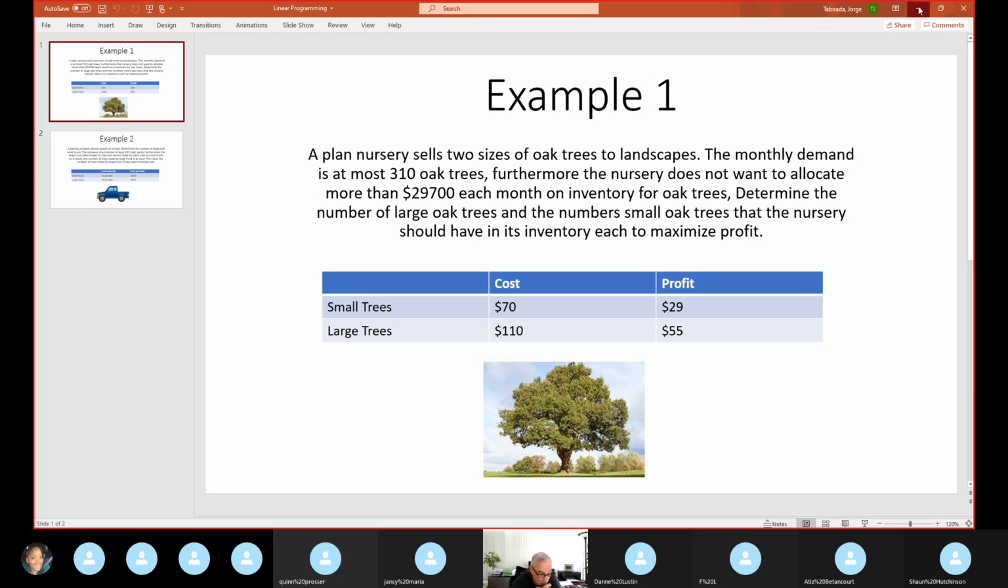Do you understand this equation or no? The only thing I did was define X to represent the number of large trees that you need to sell. This is my goal. And Y represents the number of small trees. Are you following? Yes, I suppose. Okay, let me check it.